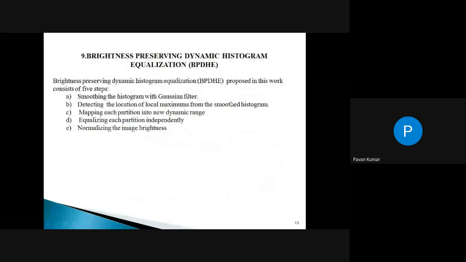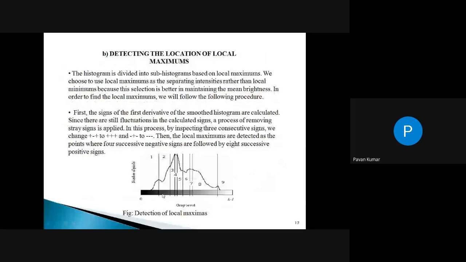What do you mean by local maximums and all those things? In this figure we can observe, in this local region, this is the maximum. In this local region, this is the maximum. Like that, we will be having the local maximas. Similarly, local minimas also we will be having. This is a local minima, this is a local minima.